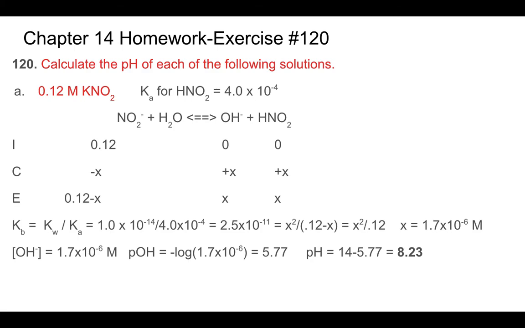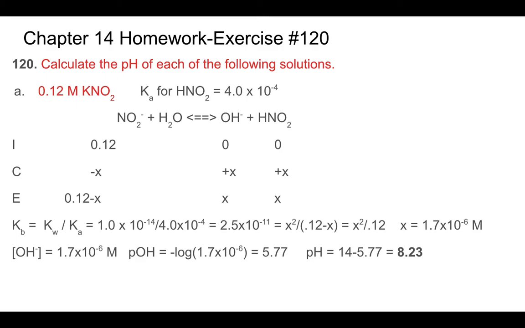So on these, when they're bases, you've got to add water on the left to get your OH minus on the right. So 0.12. Now, we don't need to do anything with the column for water, but we do need to show it as part of the equilibrium reaction. So typical ICE table, but we need a K. We have the Ka for nitrous acid. We need the Kb for nitrite, which is Kw over Ka, or 1 times 10 minus 14 divided by 4 times 10 minus 4. 2.5 times 10 minus 11.